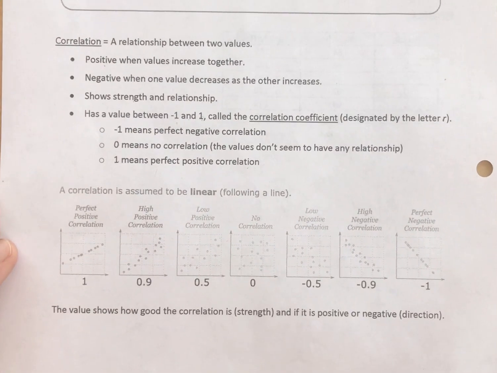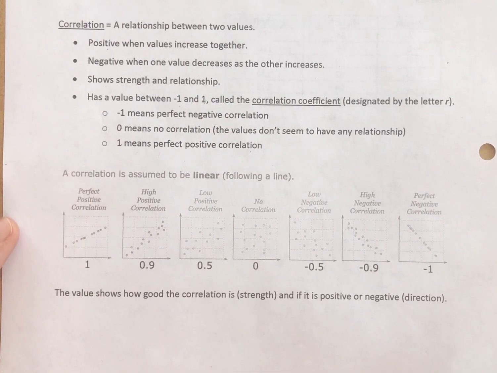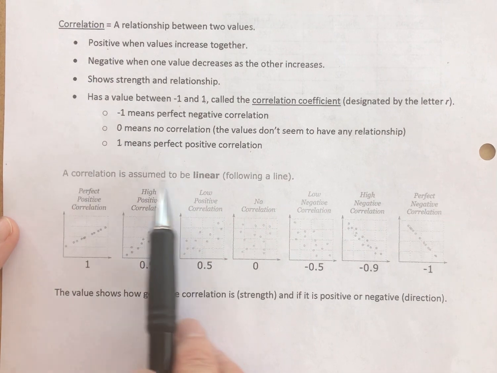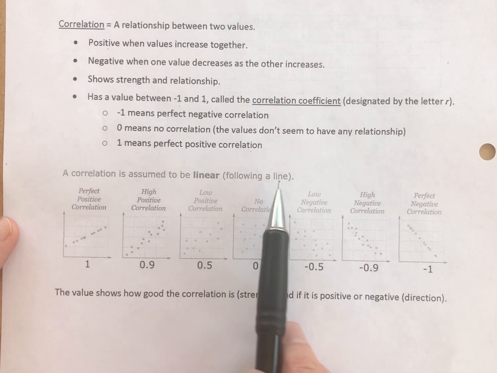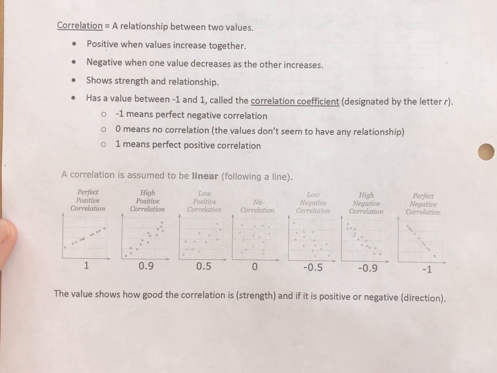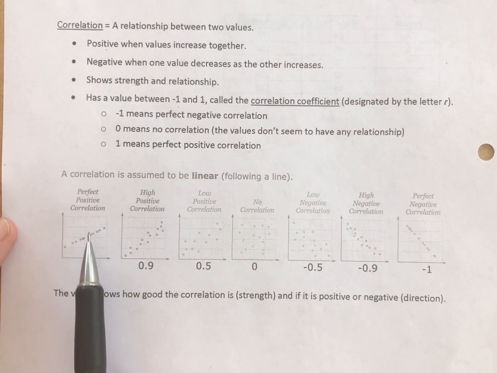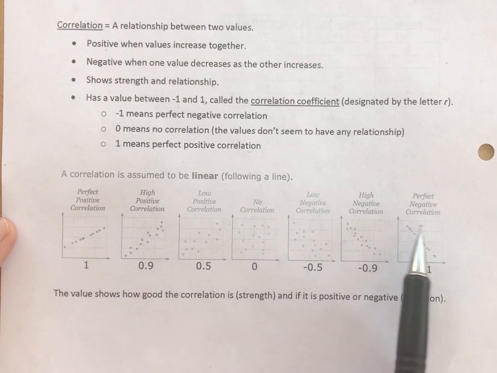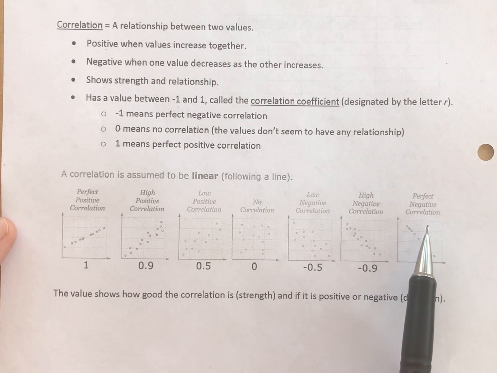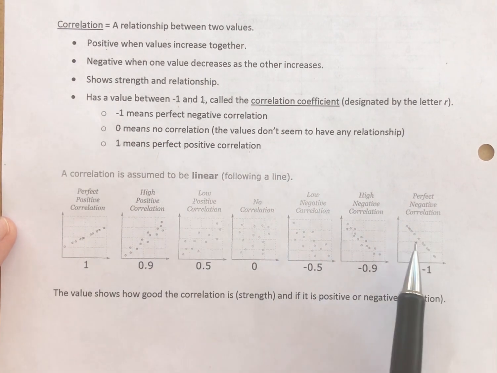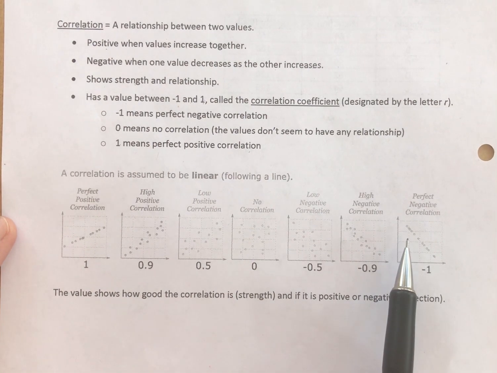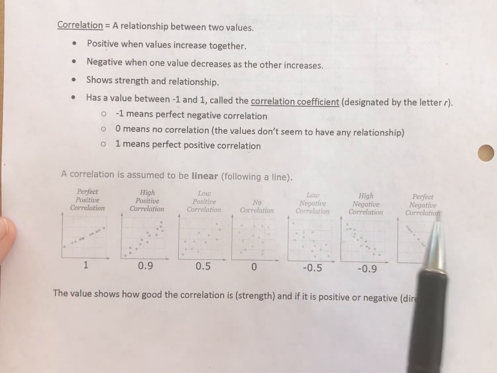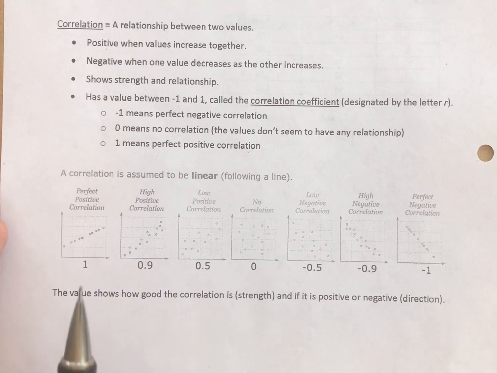All right, so I have a little graph here I got from the internet. A correlation is assumed to be linear. It's assumed to follow a line, as we're working with this in scatter plots. And these examples here are by no means the only ways that you can divide this up. This is just how one website divided it up. But, you know, these three are given.